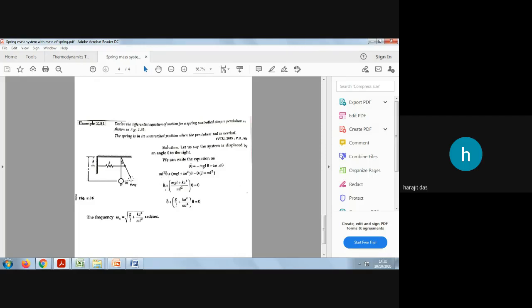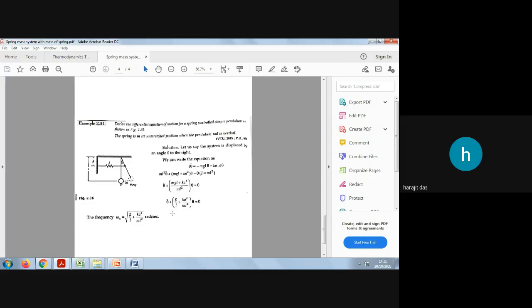So if you just rearrange the terms, you will get theta double dot plus (mgl plus k a square divided by ml square) theta equals to 0. So this equation is similar to our analysis equation. If you compare the coefficients, this divided by this, under root, with coefficient 1, you will get the natural frequency of this system. Understood? So this is the equation of motion of the system, and this is the natural frequency of the system. So directly from here, you can write down the natural frequency.